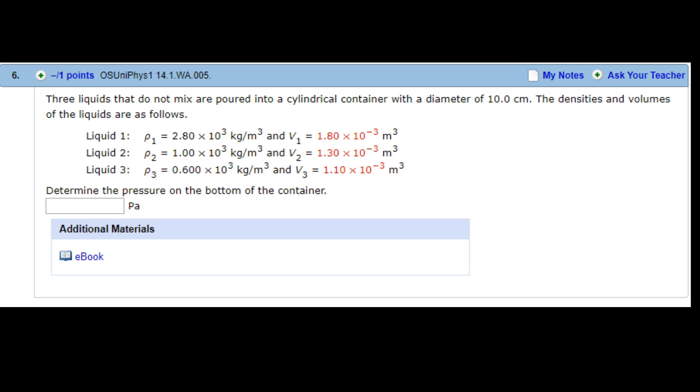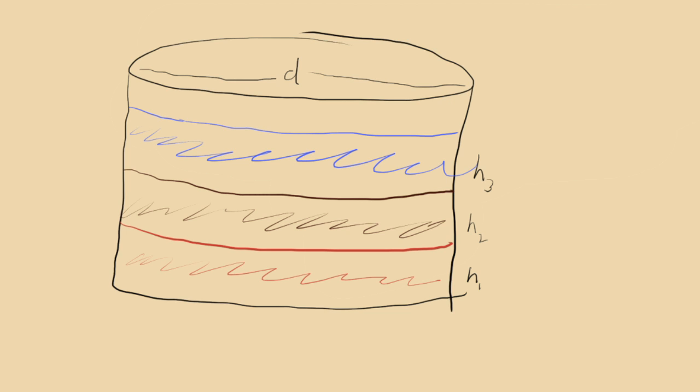So if we start by thinking about what we're looking at, we have some container and we have a diameter. We're told it's 10 centimeters, and then we have three layers of fluids. So it's kind of just three different fluids. We don't really care what they are because we're told the density and the volume, so that's enough information.